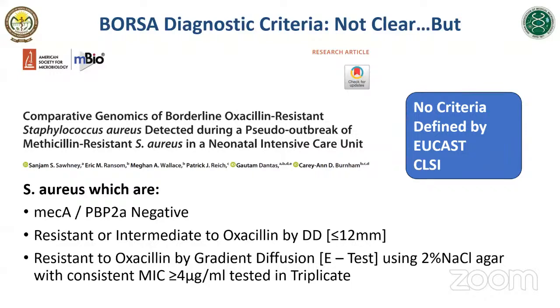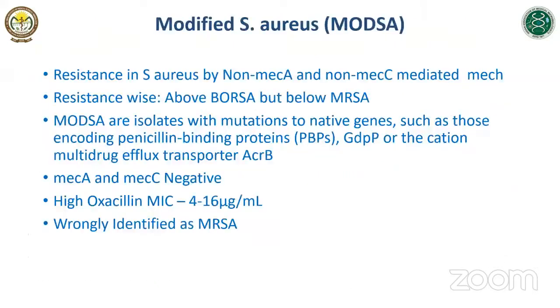A triplicate reading of MIC of 4 on a 2% NaCl agar for oxacillin and a zone diameter of less than or equal to 12 is suggestive of the presence of a BORSA isolate. Then we come to MODSA, or the modified Staph aureus. In this case, the resistance in Staph aureus is non-mecA and non-mecC mediated.